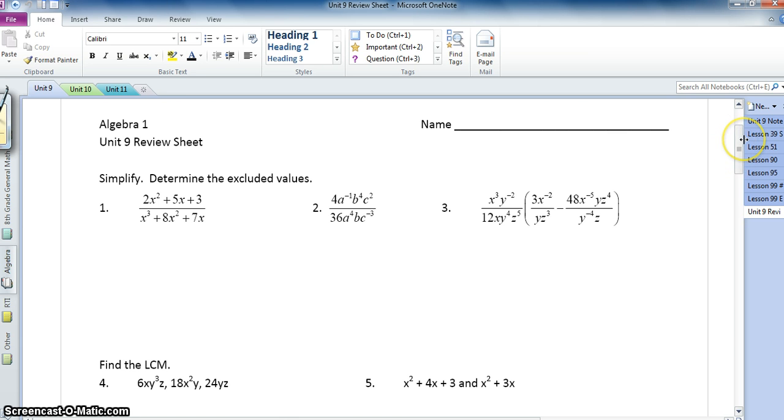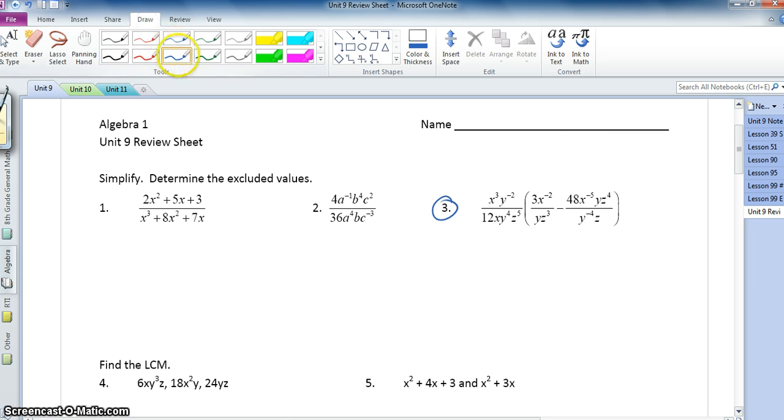The first section is asking you to simplify and determine the excluded values. I'm going to start with question 3 because this is one that a lot of us seem to have problems with still. What it wants us to do is take a look at what's on the outside here and distribute it to both terms inside, and when we do that, we're then going to have to simplify and then look for our excluded values. So I'm going to start by taking whatever's on the outside here and multiplying it by both terms on the inside.